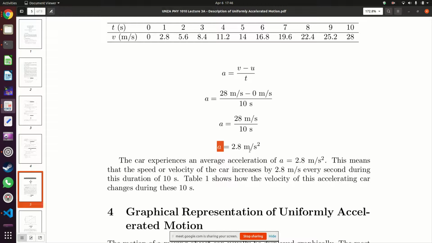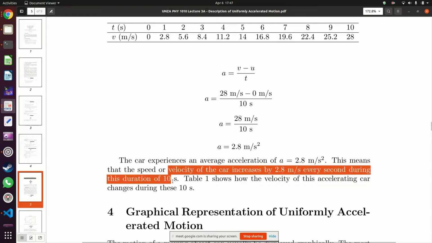So we have a number, 2.8 meters per second squared. That's the acceleration. What does it mean? It means that the velocity of the car increases by 2.8 meters per second every second during this 10 seconds. If we give you a value of acceleration as 2.8 meters per second squared, it means that the velocity of this car increases by 2.8 meters per second every second for the next 10 seconds.